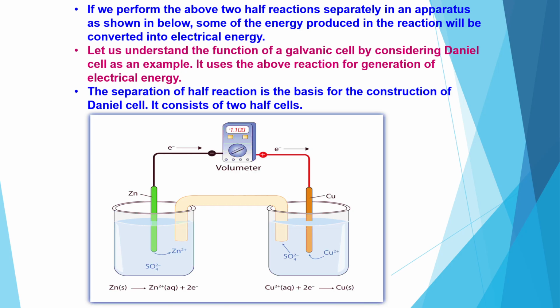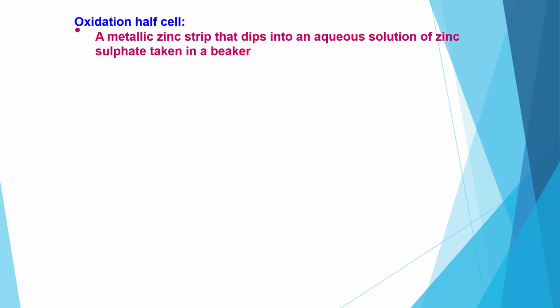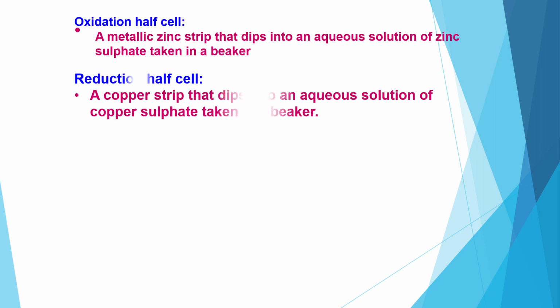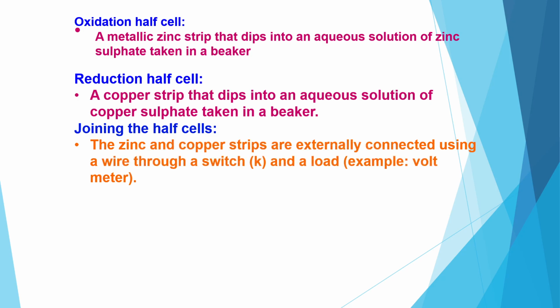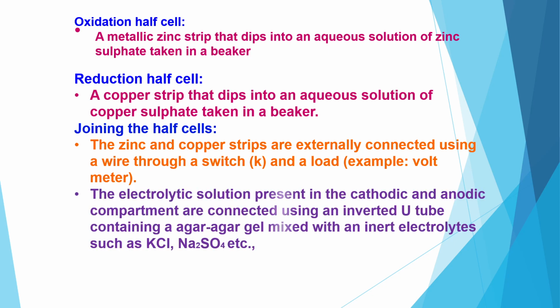A salt bridge is there in which we have KCl, and what KCl is doing, I will clear that in the next 2 or 3 slides. Look at this. This is the oxidation half cell. As I said, the reduction half cell, I already discussed these things. And if I join these two, the zinc and copper strips are externally connected using a wire through a switch and a load, for example a voltmeter. So the voltmeter is the key factor.